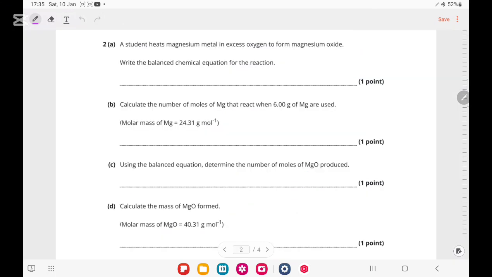In the next question, they say a student heats magnesium metal in oxygen to form magnesium oxide. They are saying to write the chemical equation. So first of all, magnesium reacts with oxygen to form magnesium oxide. Magnesium belongs to group 2 having +2 charge, and oxygen belongs to group 6, so it is going to have -2 charge. So the final formula becomes MgO, as +2 and -2 cancel out each other.